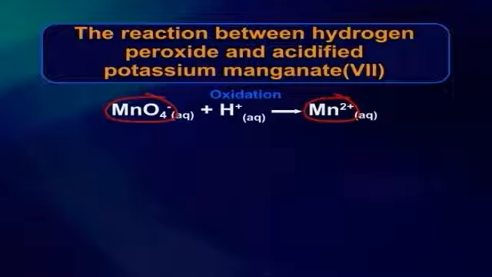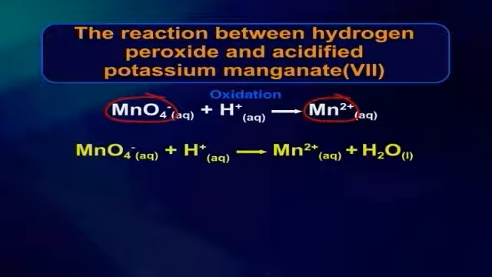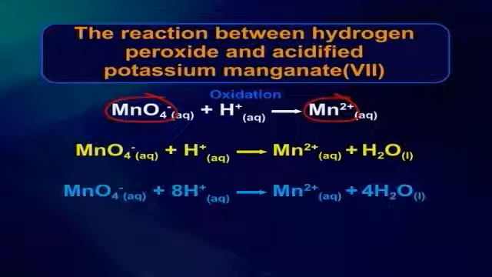The equation now needs hydrogen and oxygen on the right-hand side in order to be balanced. Water would be formed from the hydrogen ions and the oxygen atoms from the manganate 7 ion. Hence, MnO4- plus H+ to give Mn2+ plus H2O. Balancing the atoms will result in MnO4- plus 8H+ to give Mn2+ plus 4H2O.